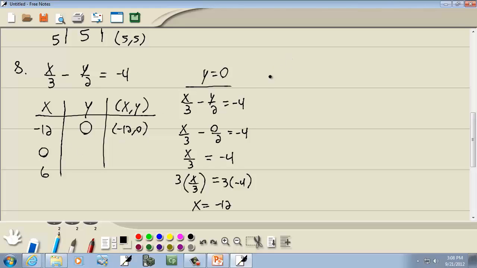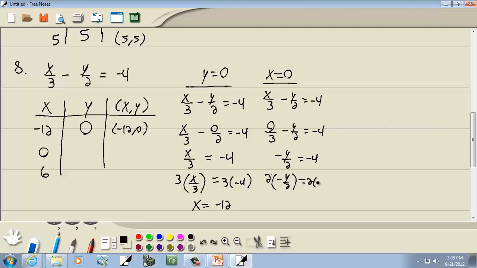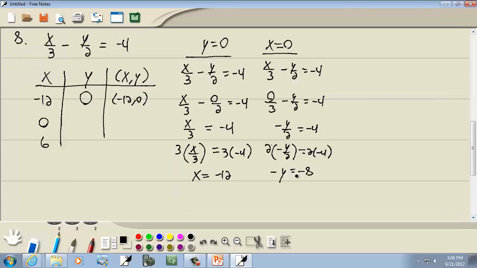Now for the next value, x is equal to 0. So again, we're going through our equation. And we're going to plug 0 in for x. So I got 0 over 3 minus y over 2 is equal to -4. 0 divided by 3 is 0, so that drops away. And we got -y over 2 equals -4. Get rid of our fraction. We'll multiply both sides by 2. When we do that, those 2's cancel, and we got -y is equal to -8. And we're solving for y, so we're going to divide both sides by -1. And we get y is equal to +8. So this point would be (0, 8).